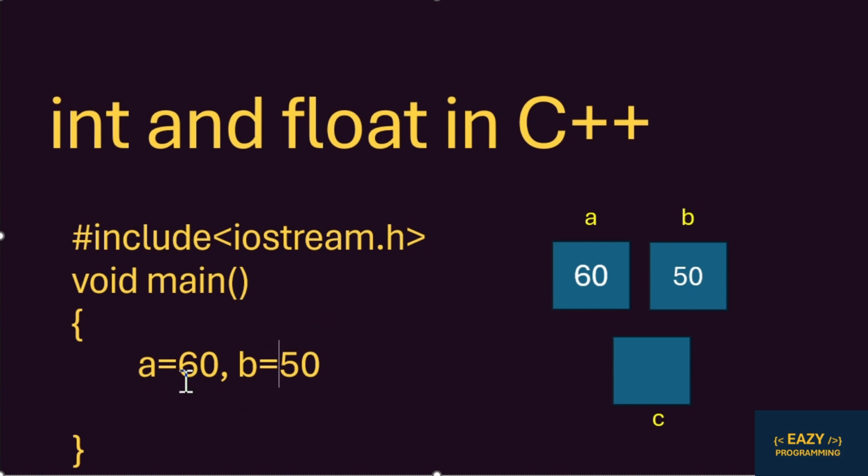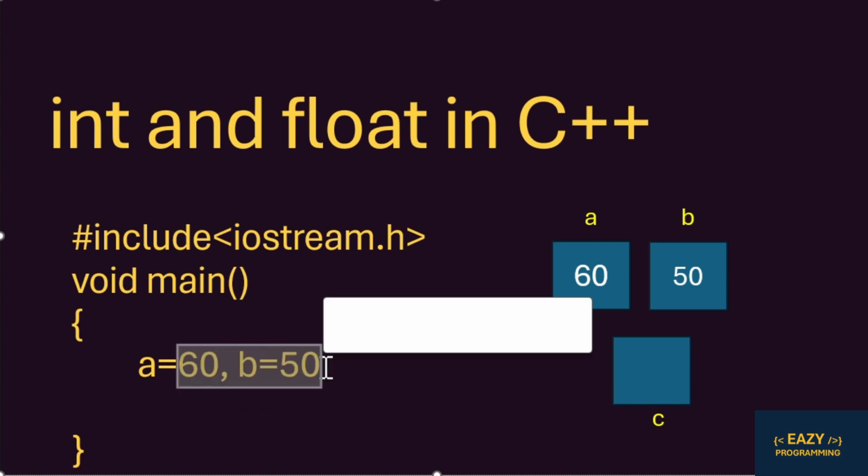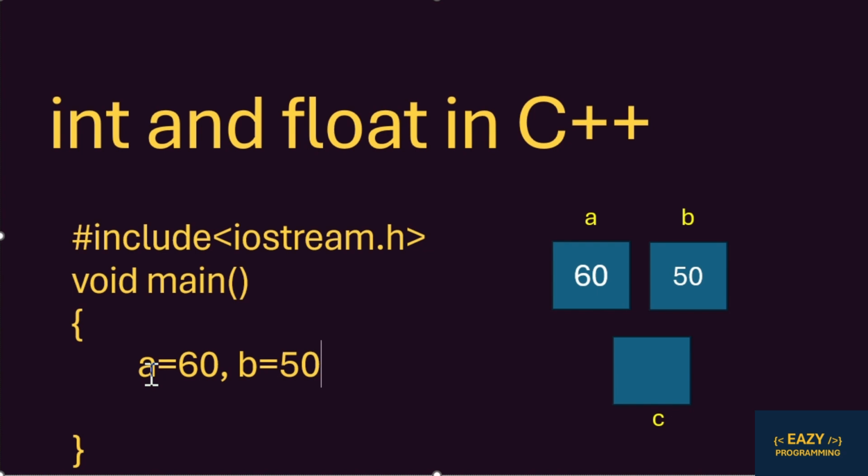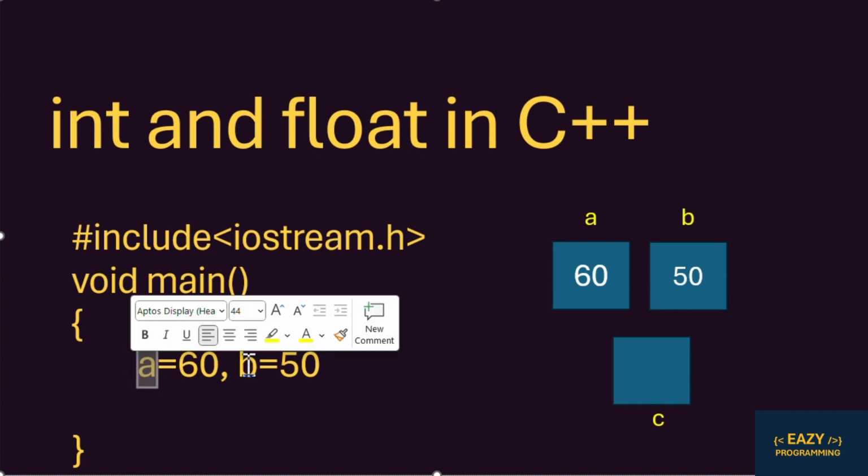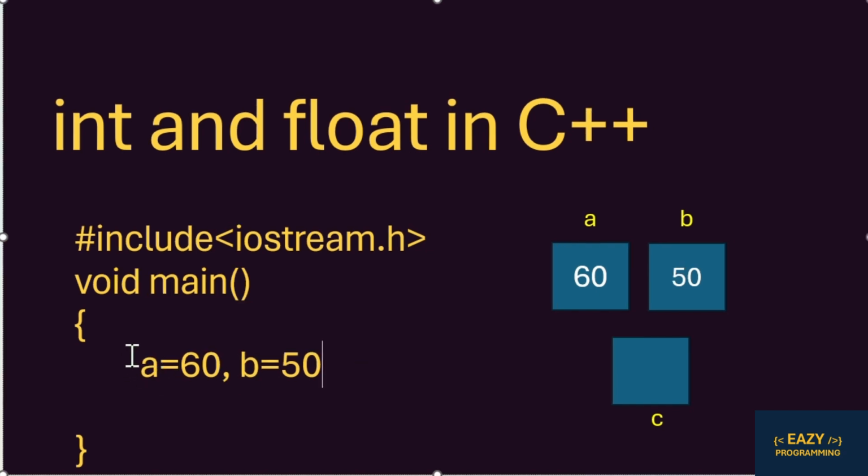Now why am I doing this? Because I may have to use these numbers, 60 and 50, again and again. So when I'm storing them, I can easily access the values of A and B. Now I have stored these values 60 and 50 in A and B, but I also have to tell the compiler whether these two values are decimal values or integers.